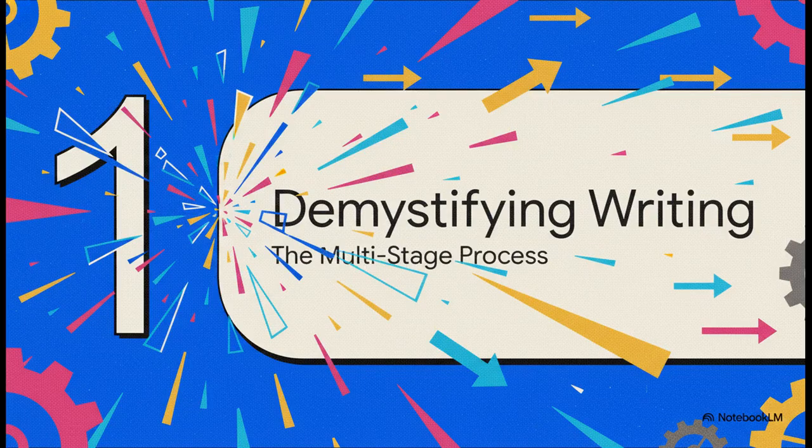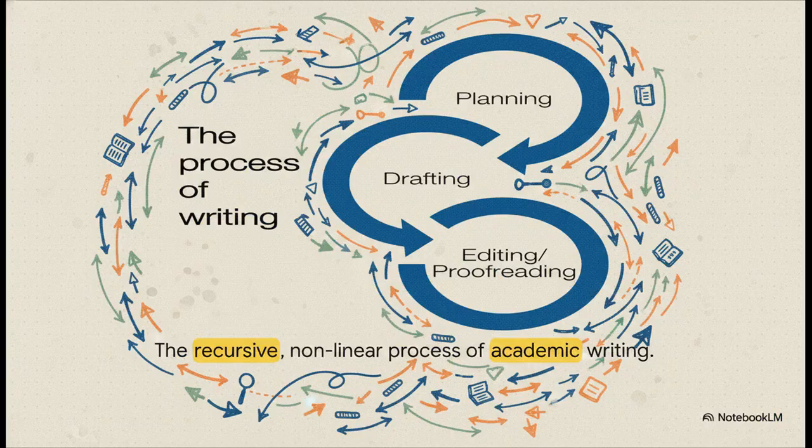All right, let's jump straight into part 1, demystifying academic writing. To kick things off, we really need to shatter the illusion that writing is just a straight, continuous line from start to finish. If you take a look at the direction of the arrows here, you'll see they actually loop back on themselves. It's a brilliant way to show that the academic writing process is recursive. It's this nonlinear, looping cycle of planning, drafting, and editing.